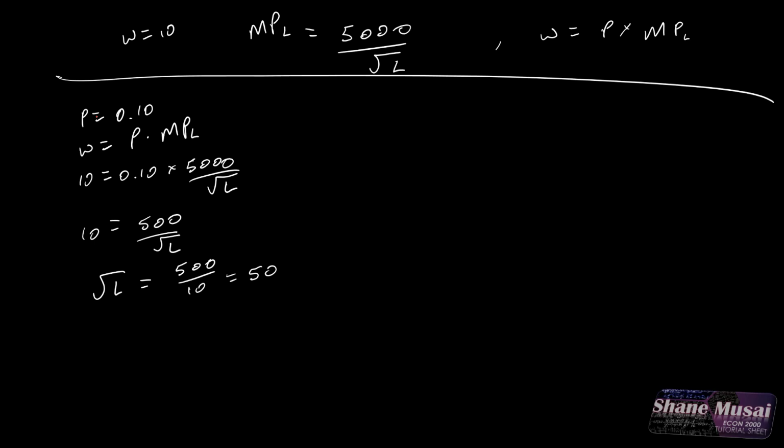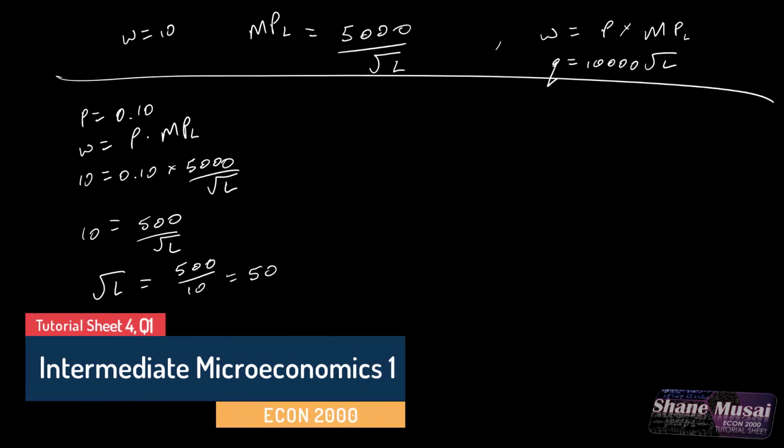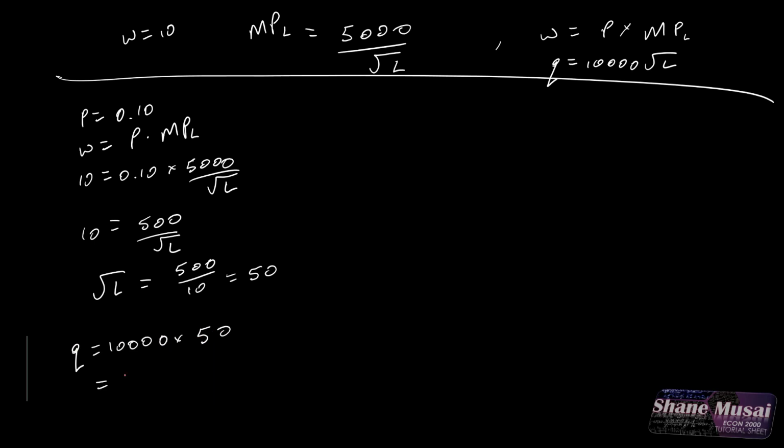Recall from the start that Q was equal to 10,000 times the square root of L. Now we know that the square root of L is 50. Therefore Q is equal to 10,000 times 50, which is equal to 500,000. So that's your Q. The price and quantity combination is: at a price of 10 cents, you would have a quantity supplied of 500,000.